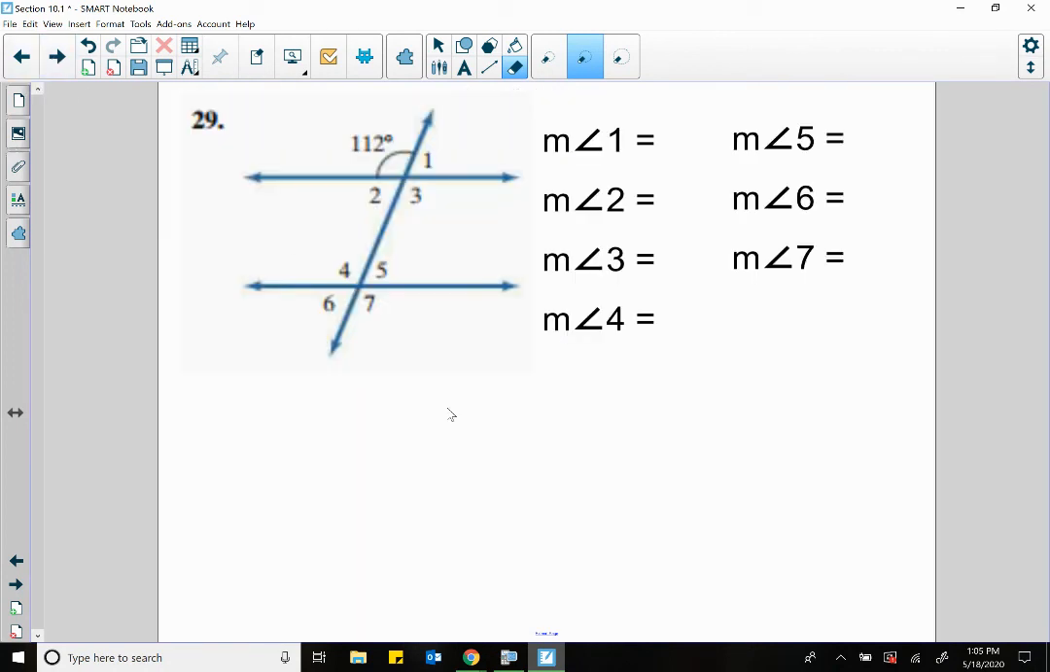Okay, so go ahead, pause the video, think about those 5 vocabulary words: corresponding, alternate interior, alternate exterior, linear pairs, vertical angles, and figure out each of these 7 angle measures. Again, you do not have to start with angle 1. You can do whatever angles you want to start with. And go.